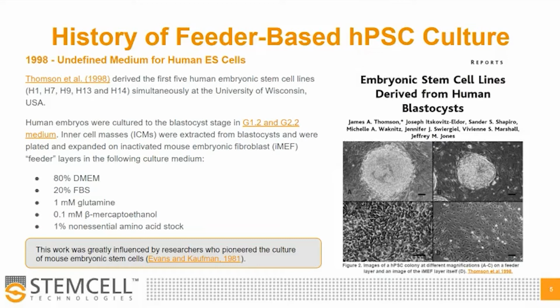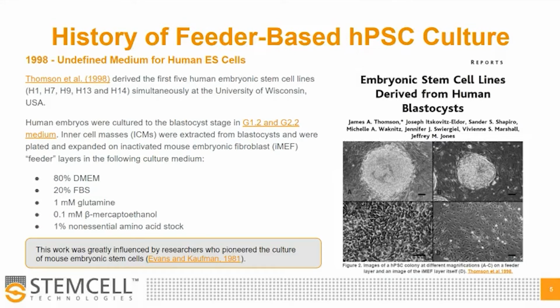G1 and G2 media were formulated around the levels of carbohydrates present in human oviduct and uterine fluids at the time when the embryo is present. G1 supports zygote to 8-cell stage, and G2 media will support subsequent growth to the blastocyst stage.